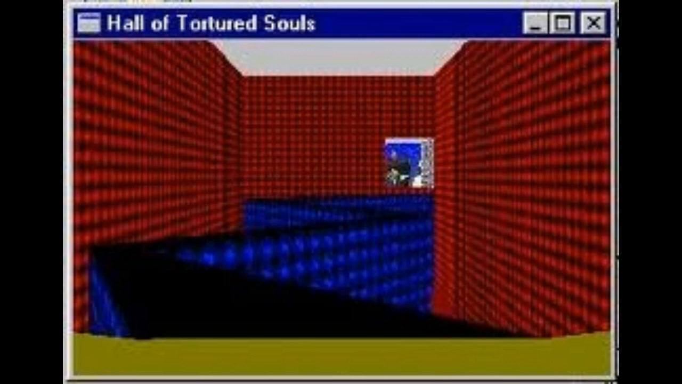A window with the name Hall of Tortured Souls will appear. You can interact with it using the keyboard. There are 8 directions in the game: north, northeast, east, southeast, south, southwest, west, and northwest. Use the arrow keys to move. Use C to look down, D to look up.